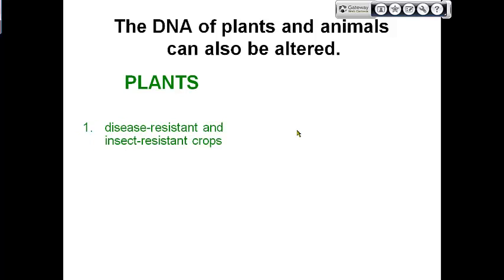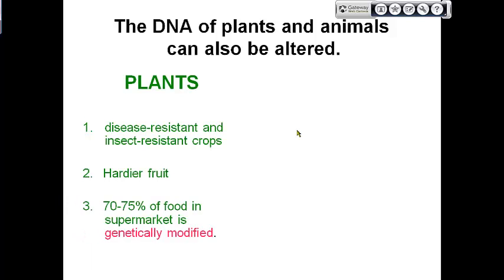So another way to do genetic engineering is to basically alter the DNA of plants and animals. In plants, we do this a lot. We do it in order to produce disease-resistant and insect-resistant crops. We do it to produce hardier fruit.